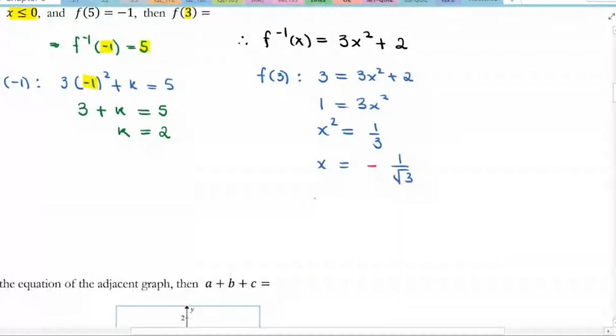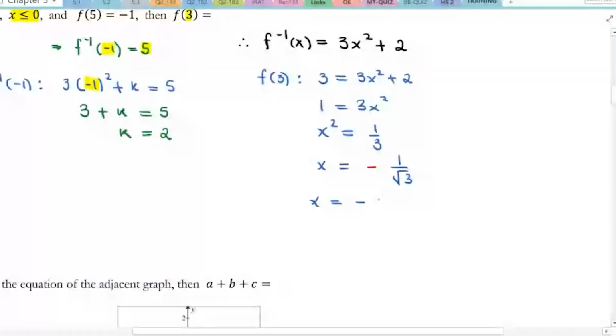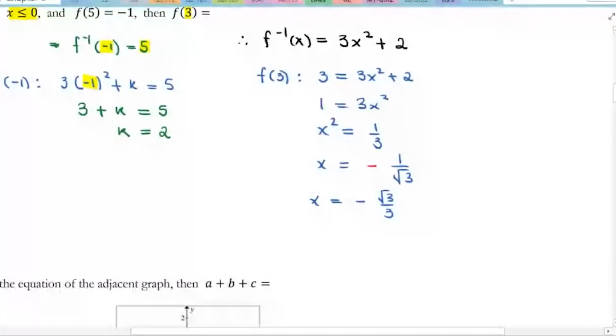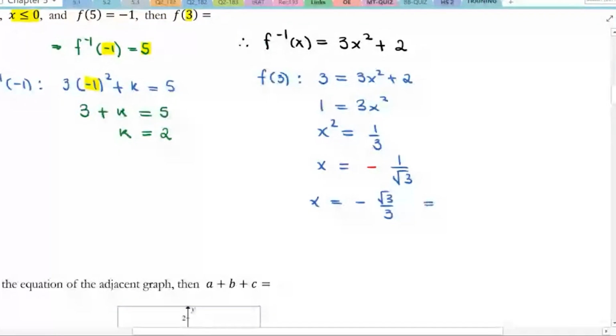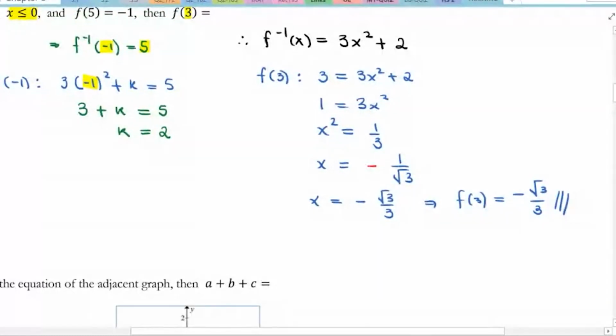And then our x is going to be equal to, rationalize the denominator, we have root of 3 divided by 3. So what does it mean? It means f of 3 is equal to minus root of 3 divided by 3, which is our answer.